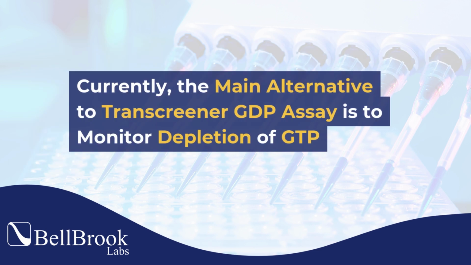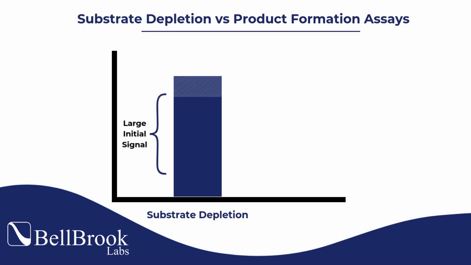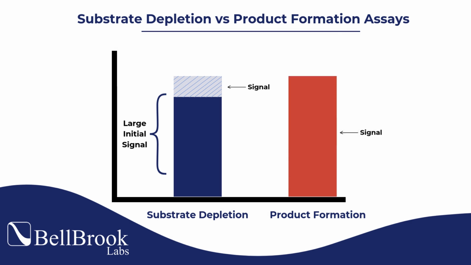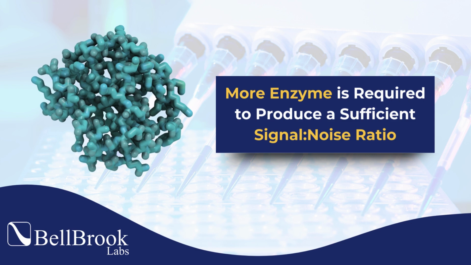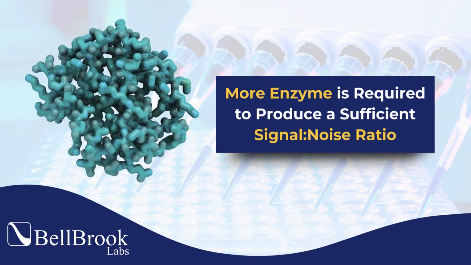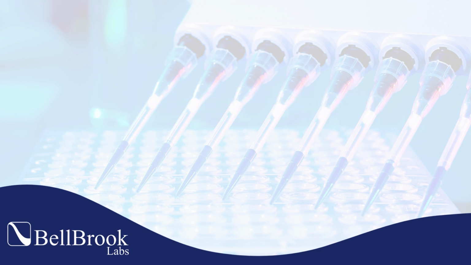Currently, the main alternative to the Transcreener GDP assay is to monitor depletion of GTP. Substrate depletion assays are inherently less sensitive and less robust than product formation assays because you are measuring small decreases in a large initial signal. This means that more enzyme is required to produce a sufficient signal-to-noise ratio. And even then, Z-prime values are likely to suffer.